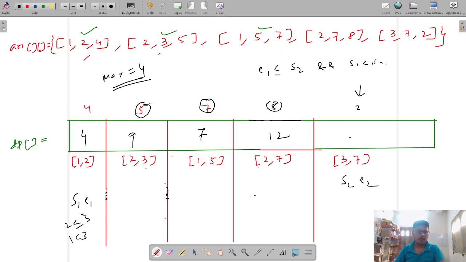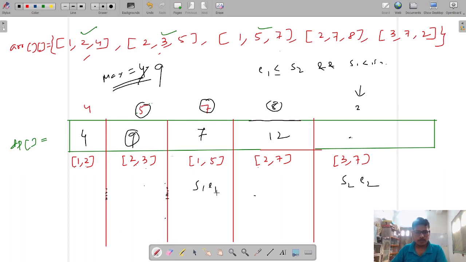Okay. Now come to this point. S1E1 is this now. So 3 is less equal to 3, right? 2 is less than 3, right? So this is non-overlapping, right? So the maximum between this one and this one is 9. So I update this to 9.